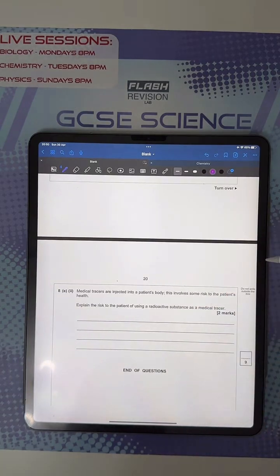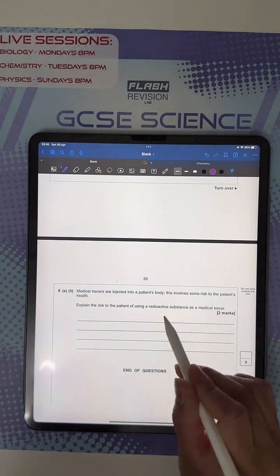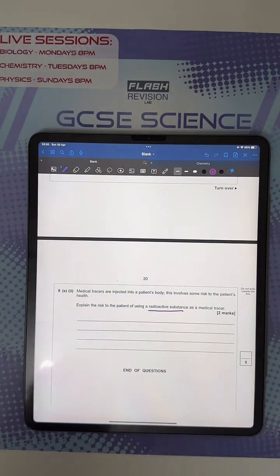Medical tracers are injected into a patient's body. This involves some risk to the patient's health. Explain the risk to the patient of using a radioactive substance as a medical tracer. So you're basically injecting something radioactive into a person. What's the risk? Is it asking for 2 marks?